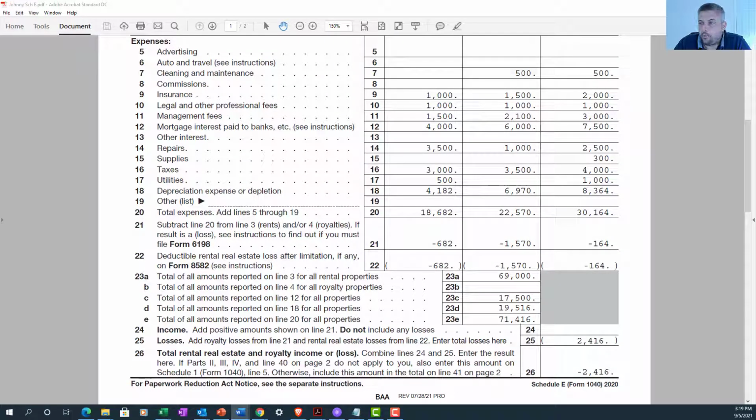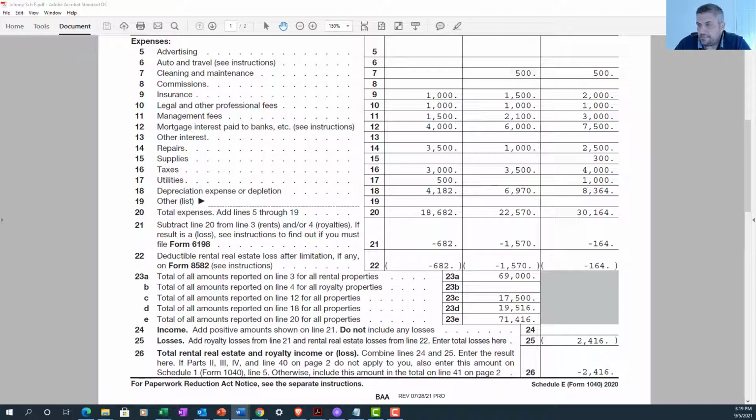23B reports total royalty income from line 4 above, which does not apply here. 23C is reporting the total mortgage interest from above on line 12. And 23D reports the total property's depreciation from line 18. And then we have 23E, which is the total of all expenses from line 20 for all properties in the aggregate. On line 24, you report the line 21 amounts for all properties that show income.